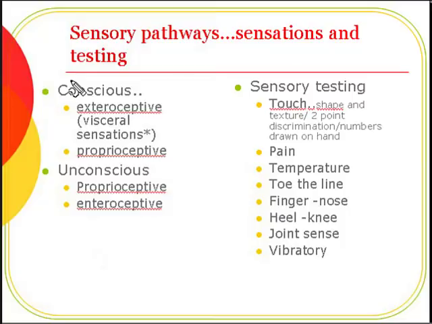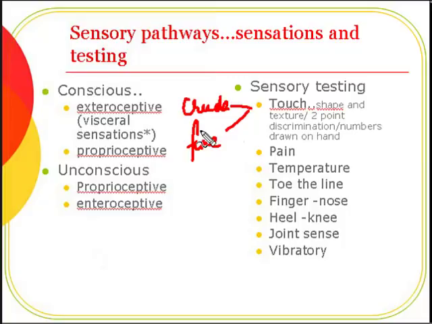Now let's look at some of the sensory testing that we do. The first is touch. And you can do touches of two types. One is known as crude touch, and the other one is called fine touch. So in crude touch, for example, you can just take a wisp of cotton or a Q-tip and gently graze any part of the person's body and see if the person can tell you where they have been touched.